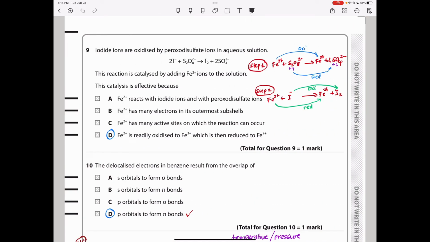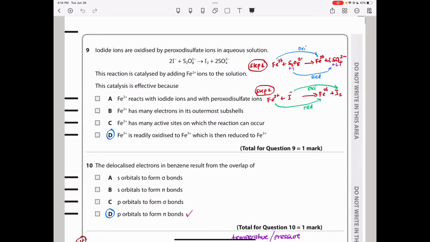Question 9 says, iodide ions are oxidized by peroxodisulfate ions in aqueous solution. Again, in this case, you remember we discussed this in a previous past paper: both ions are negatively charged, so they are going to repel each other. So we usually use either iron(II) or iron(III) to make the reaction proceed faster. Iron(II) or iron(III) can be used as a catalyst.